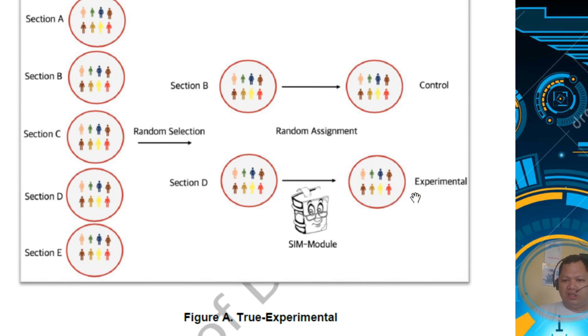As you observe, this is the experimental group, while this other one is the control group. The difference between the two is that the experimental group receives the treatment while the control group does not receive any treatment. So this is the true experimental design. Take note, we have this random selection, and after we select the participants randomly, we give them the random assignment, so we decide who will receive the treatment. That is true experimental.